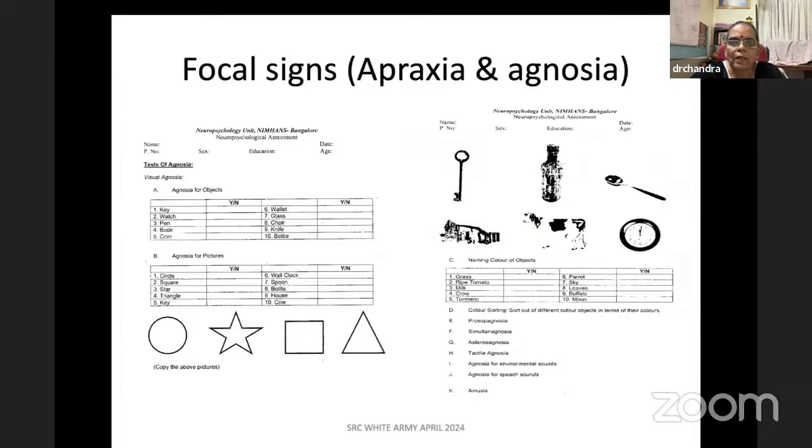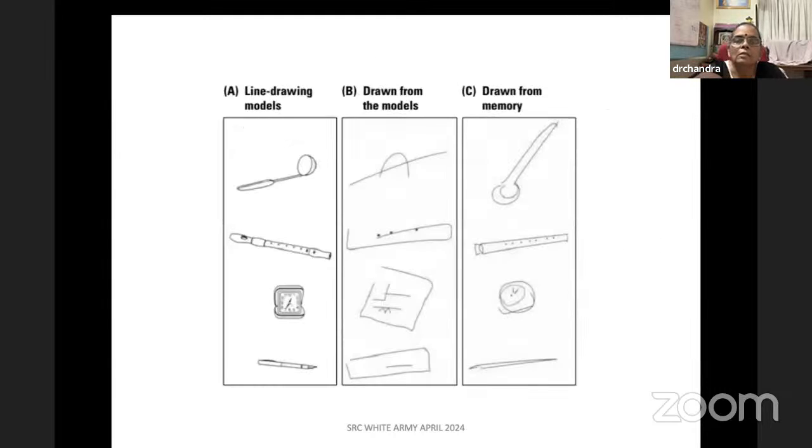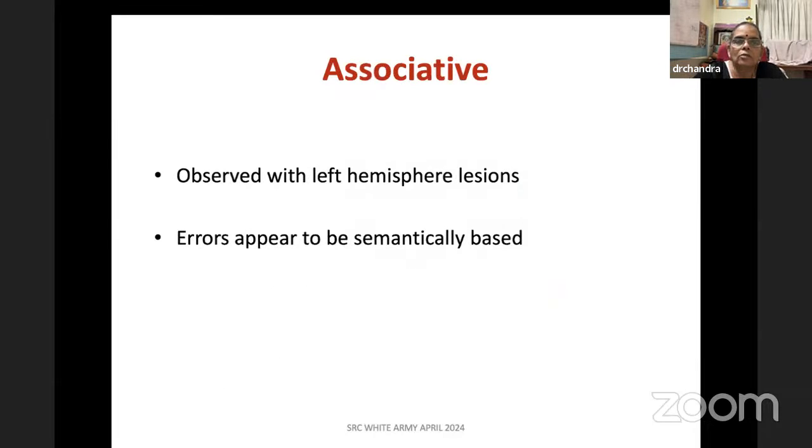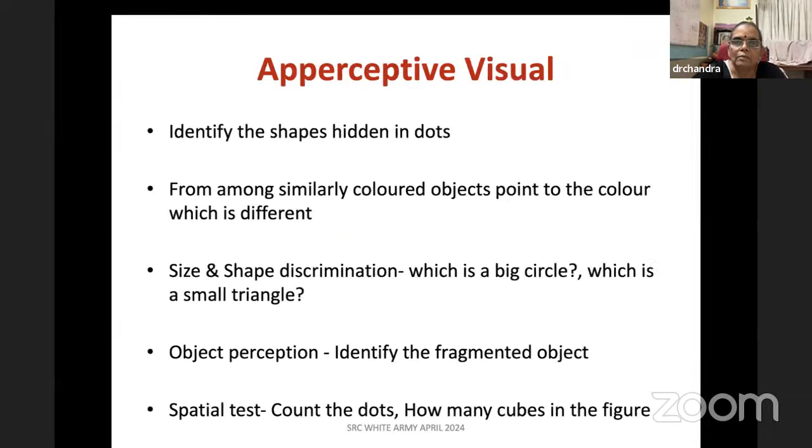And you have got a combination kit. This kit is a neuropsychiatric tool from the NIMHANS battery, where you can check apperceptive, associative, naming, color, shape, contour, all these comprehension, and they are scored, and they have normative data for this. So these are some more examples of failure to copy but draw from memory. Then associative. Associative is observed in left hemispheric lesions, and errors appear to be semantically based.